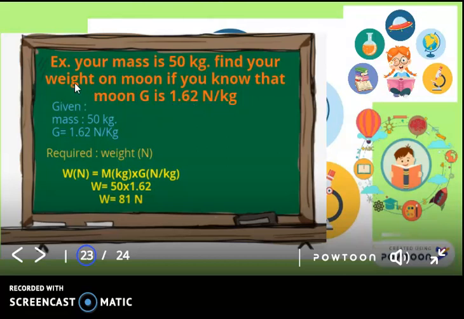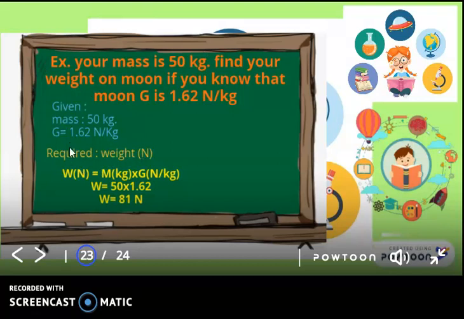So how can I find the weight? You have to be organized, as I told you. What did the question give you? It gives us that the mass is 50 kilogram and that G, the gravity constant, is 1.62 Newton per kilogram. What is required? What do I have to find? Find your weight, which is W, and we measure weight using Newton.